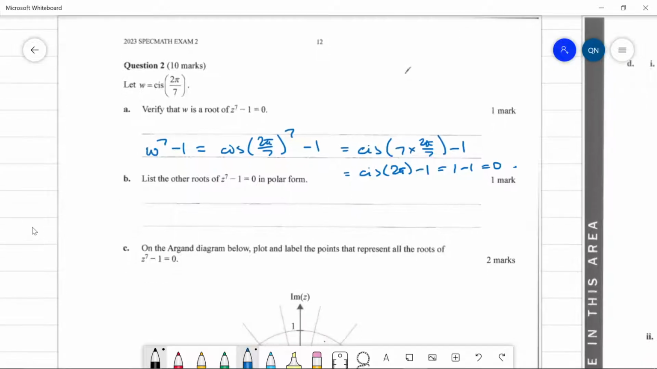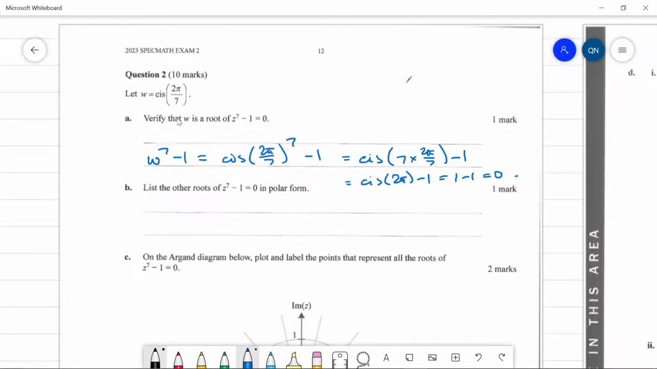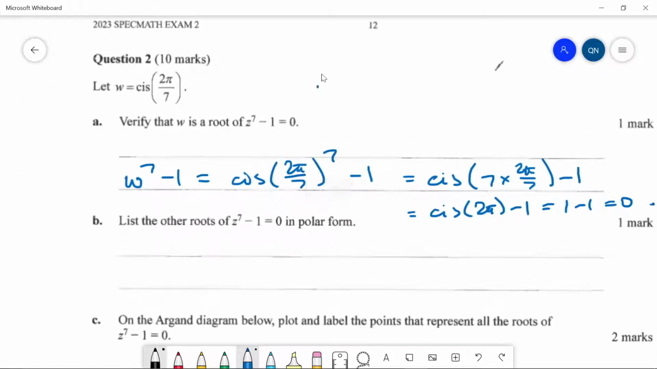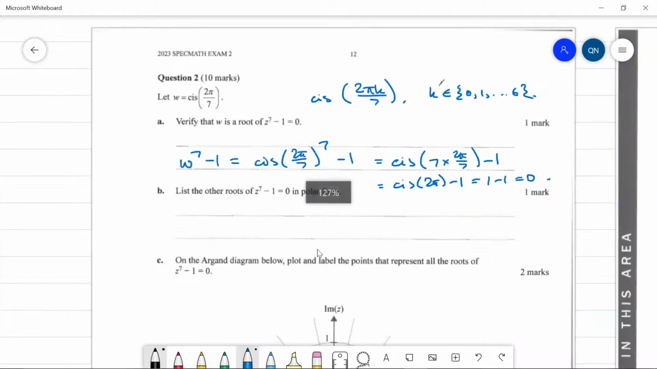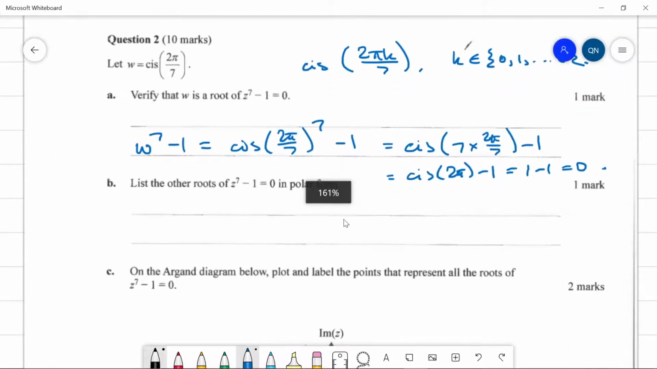Find the other roots in polar form. So how do roots of unity work? The solutions are cis of, if I remember right, 2 pi k divided by 7, where k is an element of 0, 1, up to 6. I'm pretty sure that's the formula for it, if I remember my complex analysis.